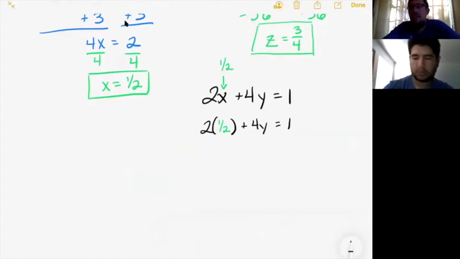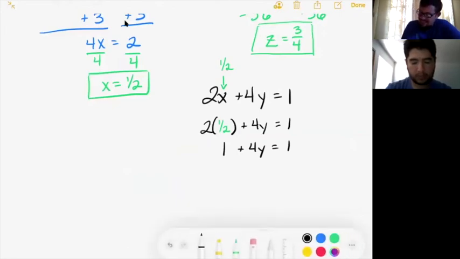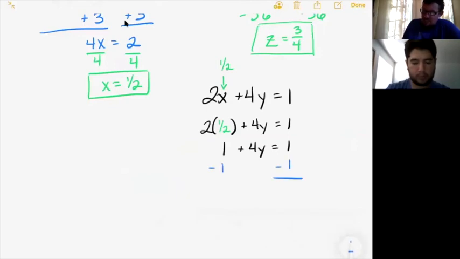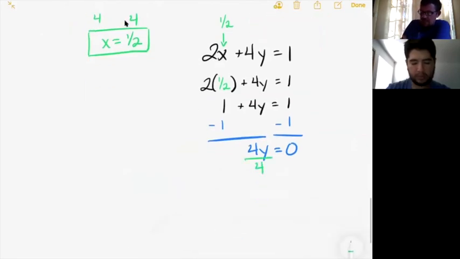Now, if you need to use a calculator to do 2 multiplied by a half, you can, but don't ever tell me about it because I'll be very disappointed. 2 times a half is 1. Oh, this is going to work out so nice. What do we do next? That's right, subtract 1. 4y equals 0. Oh, this is so nice because when I divide by 4, what do I get? 0. Oh, so nice.